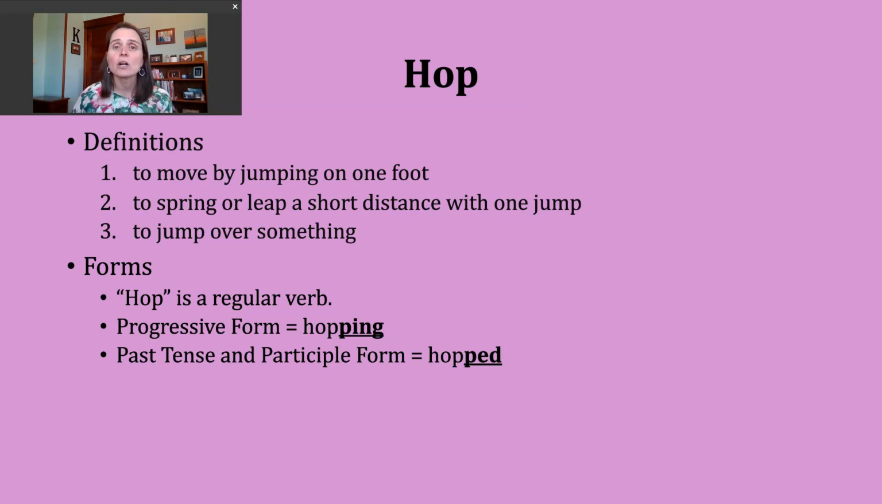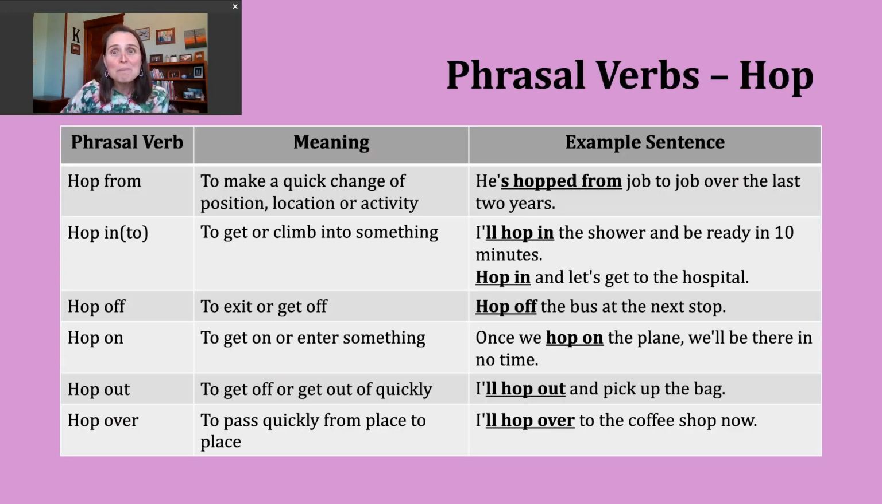Now the base verb here, hop, ends with an unvoiced consonant sound. This means when I add the ed ending, I'm going to make a T sound. Okay? But I'm not going to add an extra syllable as I say it. So the past tense and participle forms should sound like this. Hopped, hopped.